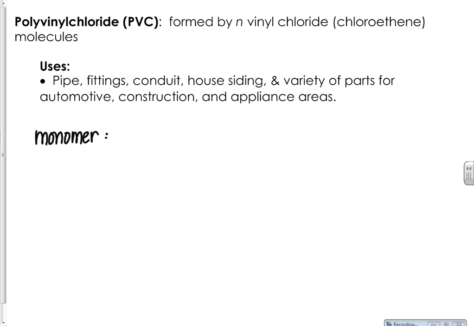Chloroethene: "eth" means that we have two carbons. "Ene" means that they are doubly bonded, and since it says chloroethene, one of these H's is replaced by a chlorine. So I'll just pick this one right there. And that's our monomer. Now the reaction is going to happen the same way as the one with polyethylene. Some free radical is going to attack this double bond.